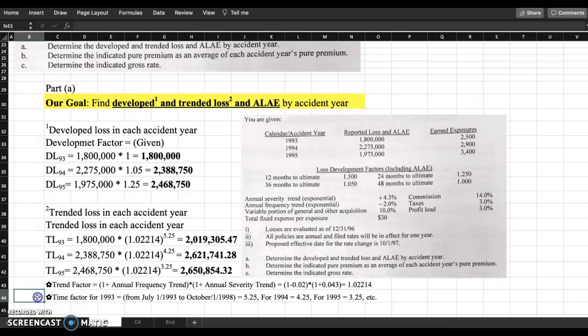All right, now you might wonder what are these 5.25, 4.25, and 3.25. Those are the time factors. For example, from July 1st of 1993 to October 1st, 1998 will be 5 years and 3 months, so it will be 5.25. And for 1994, 4.25, and 1995 will be 3.25. So we get the following trended loss for each year as these values.